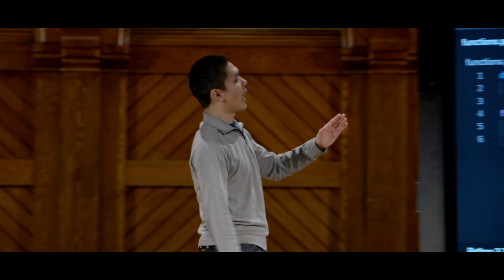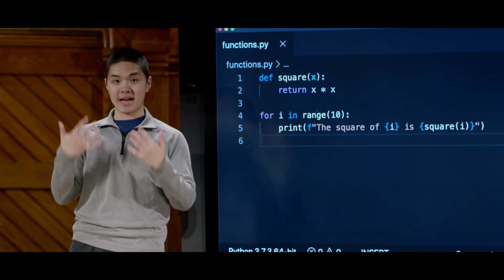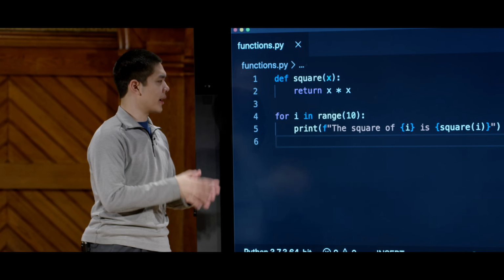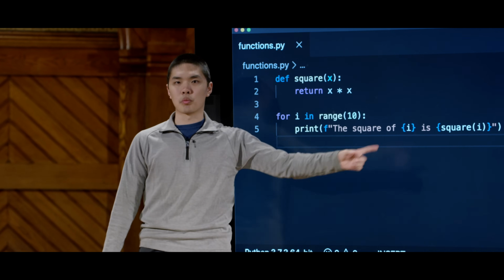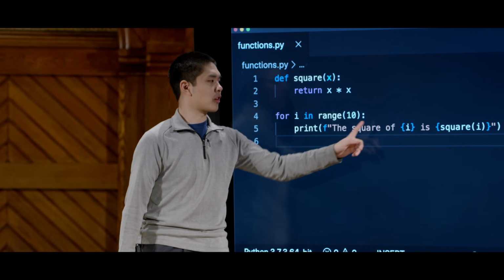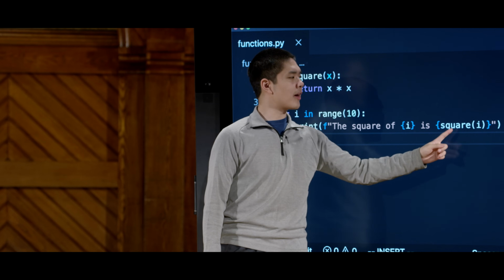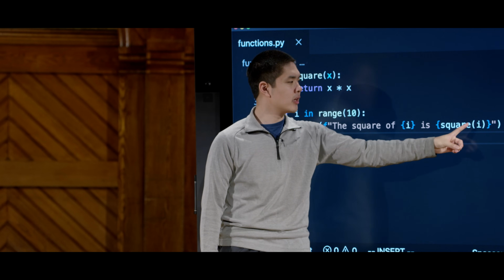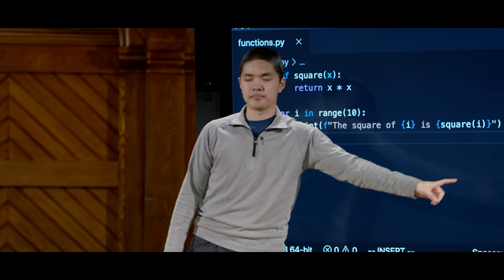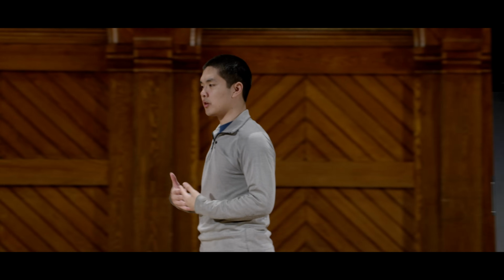Line 4 says for i in range 10, do some loop 10 times, looping from 0 all the way up to 9. And for each time we loop, we're going to print something out. We're going to print out the square of, plug in the value of i here, is, plug in the value of calling our square function using i as input. So that is going to have the result of running this loop 10 times and printing out this line 10 different times, each with a different value of i.